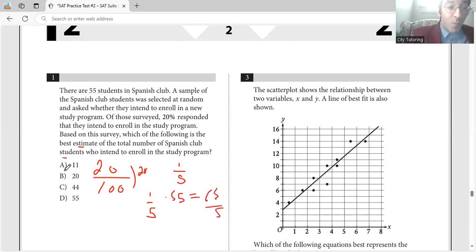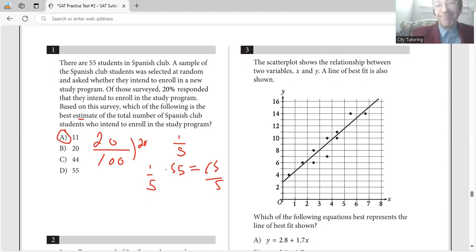Answer choice A. All right, so that's not too bad, right? Anytime you get a percent and a number, just multiply them. And by the way, why did they say the best estimate then? This is an exact number, right? And it also says 20% of those, right? So it's a poorly worded question in my opinion, but that's neither here nor there.